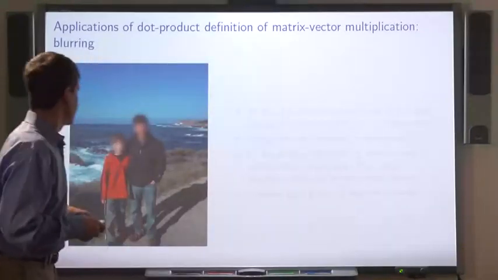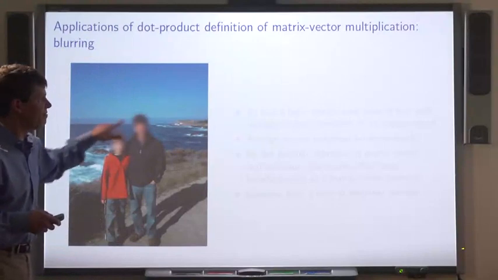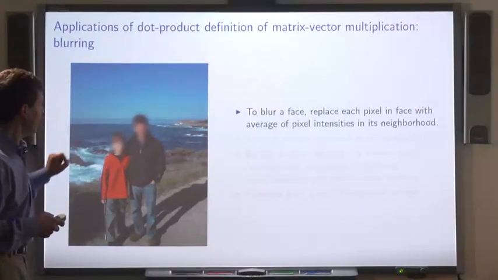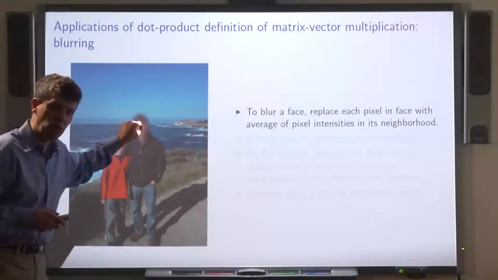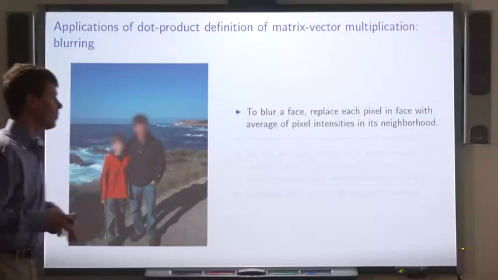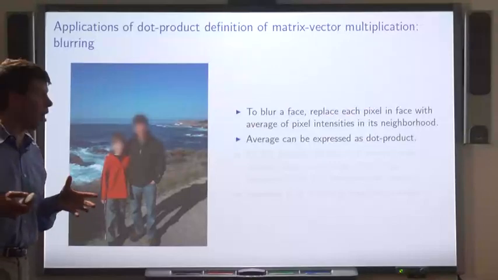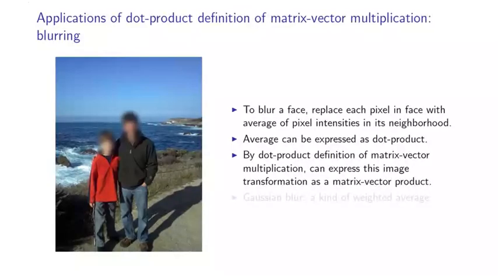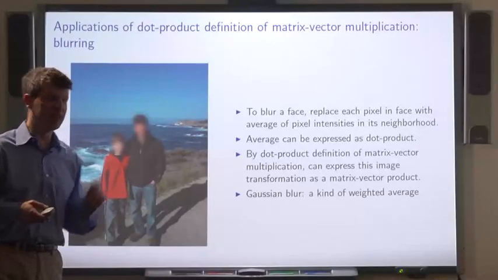Here's another example, blurring. To blur a face, we replace each pixel in the region we want to blur with an average of pixels in the neighborhood. Again, average can be expressed as a dot product. So using the dot product definition of matrix vector multiplication, we can express this image transformation as a matrix vector product. Gaussian blur works the same way. You're computing a sort of weighted average, but that can also be expressed as a dot product.